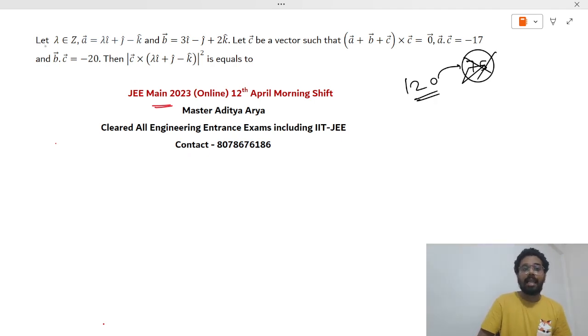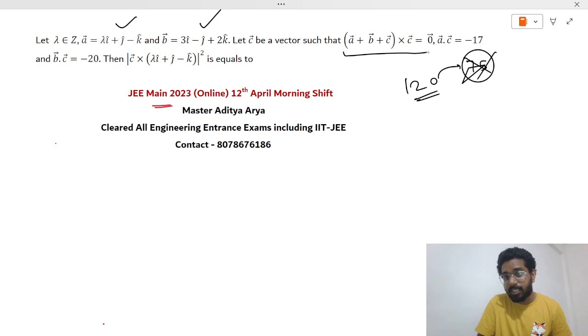So the question is: lambda belongs to Z. Those who do not know, capital Z shows integer, small z shows complex number. Where A vector is given as lambda i cap plus j cap minus k cap. B vector is given over here. Now C vector is such that (A plus B plus C) vector cross C is 0.